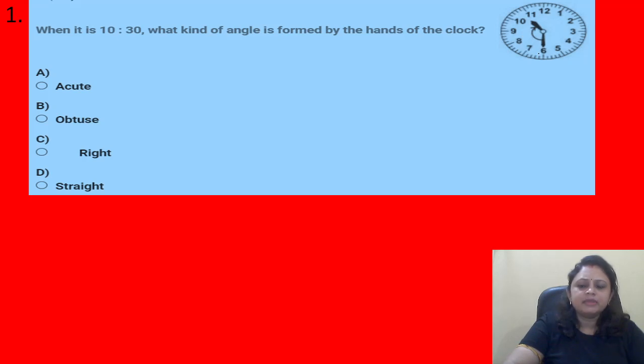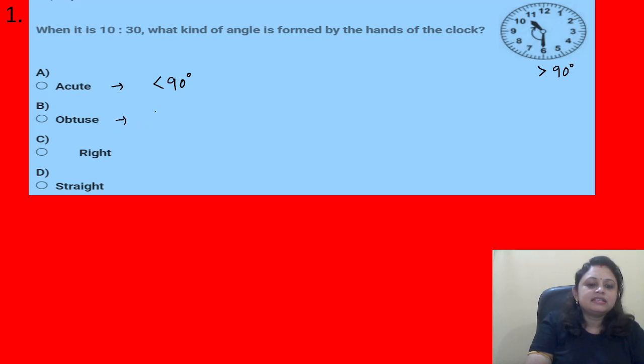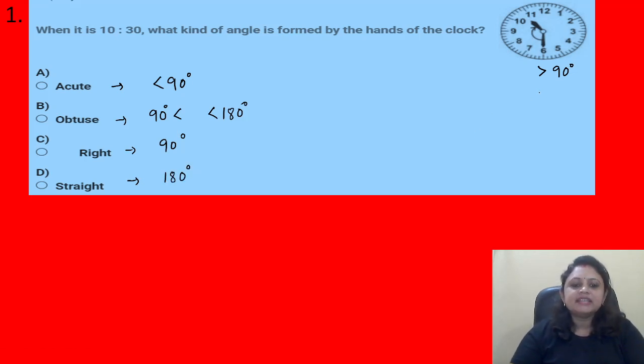Yes, between the hour hand and minute hand, it is more than 90 degree, right? Now, what is the acute angle? You must be knowing the angle which is less than 90 degree is known as acute angle. Obtuse angle is between 90 degree and 180 degree. Right angle is equal to 90 degree. Straight angle is 180 degree. So more than 90 degree and less than 180 degree, that is the obtuse angle. That's why the correct answer is option B, right?